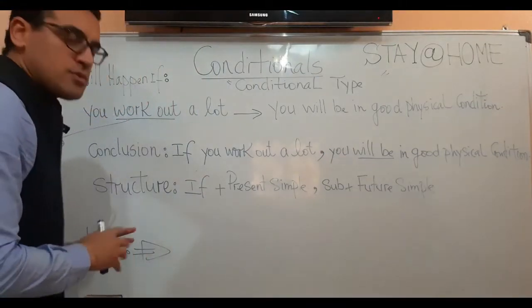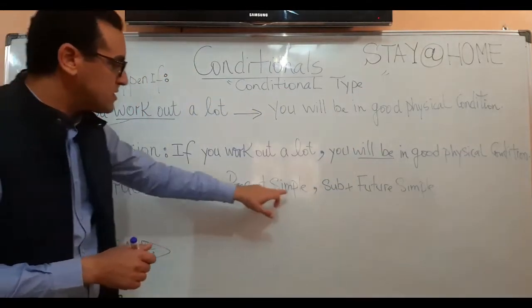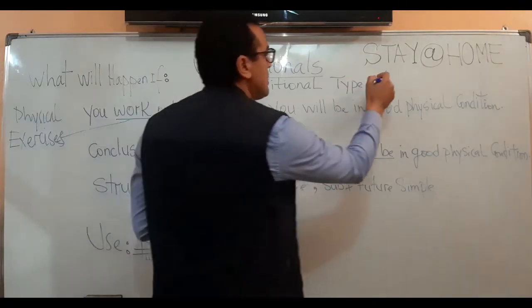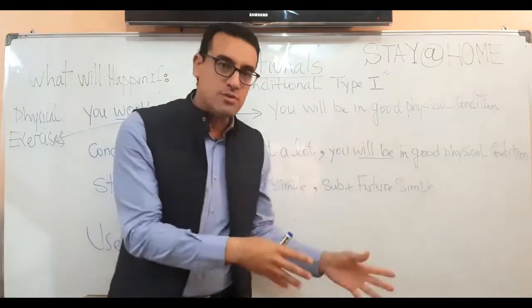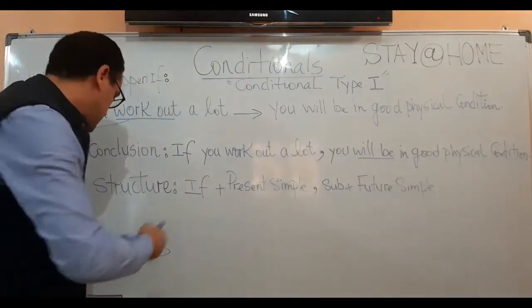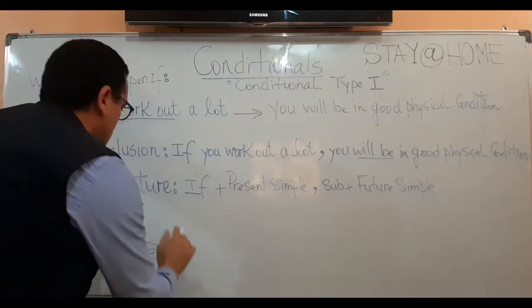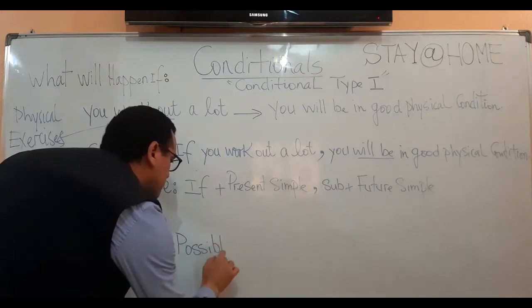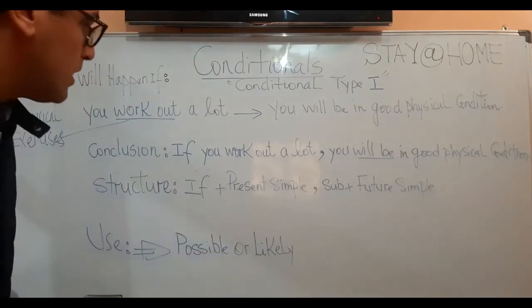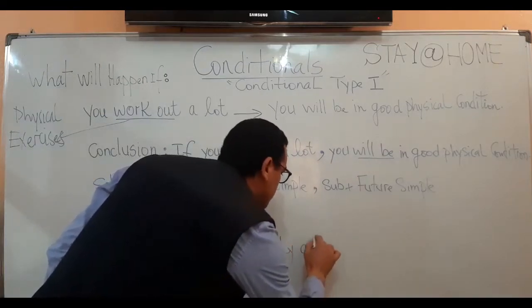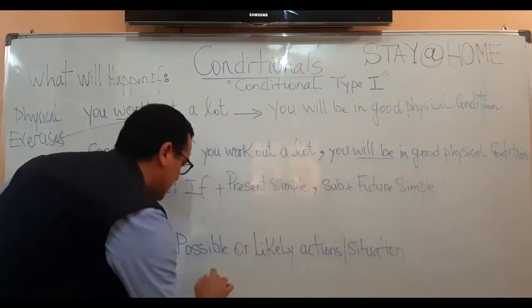So, we're going to look now at the use. So when do we use this conditional? It's conditional type what? It's not type 0, because we have if plus present simple. It gives us subject plus future simple. This is conditional type 1. So please remember, we have seen conditional type 0, and now we are looking into conditional type 1. What's the use? Conditional type 1 is used to talk about possible or likely actions or situations or happenings, if you want, in the future.